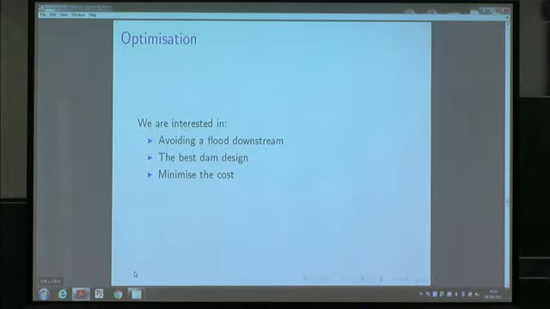Okay, so we also looked a little bit at optimization. The model is sufficiently simple that you can think about questions like where is the best place to build the dams, or what is the best height of the dams to pick to have the desired effect. This turns out to be actually quite complicated, so we haven't got the full result of doing this, but let's just explain the way that we thought about doing it. What we're interested in doing is avoiding a flood. We want the best dam design, and we want to do it at a minimum cost. So this is a way that you can frame the problem.